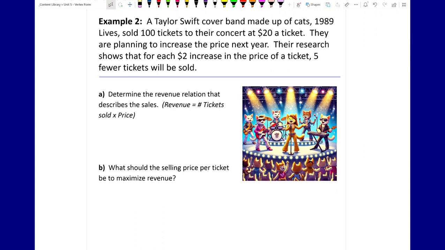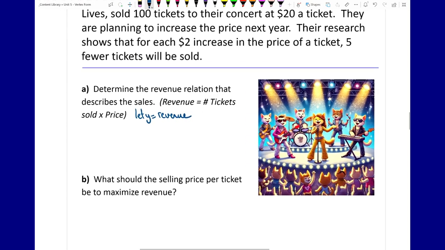So the first thing we want to do is determine the revenue relation that describes the sales. We have the general idea of how they're going to come up with revenue, right? Revenue is equal to the number of tickets sold times the price. Revenue is just how much money they're going to be making. So I need to come up with some variables. Let y equal our revenue. We need to let x equal something.